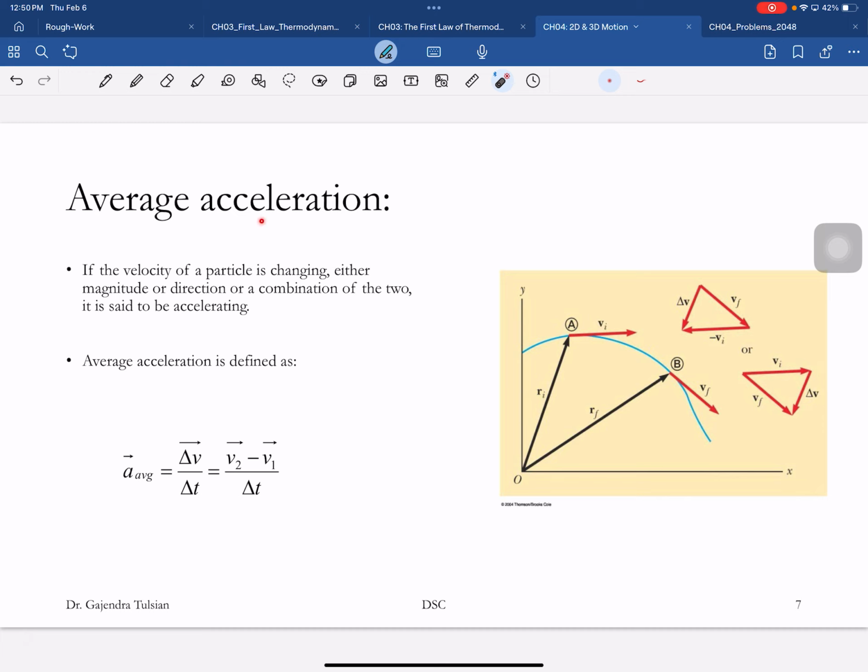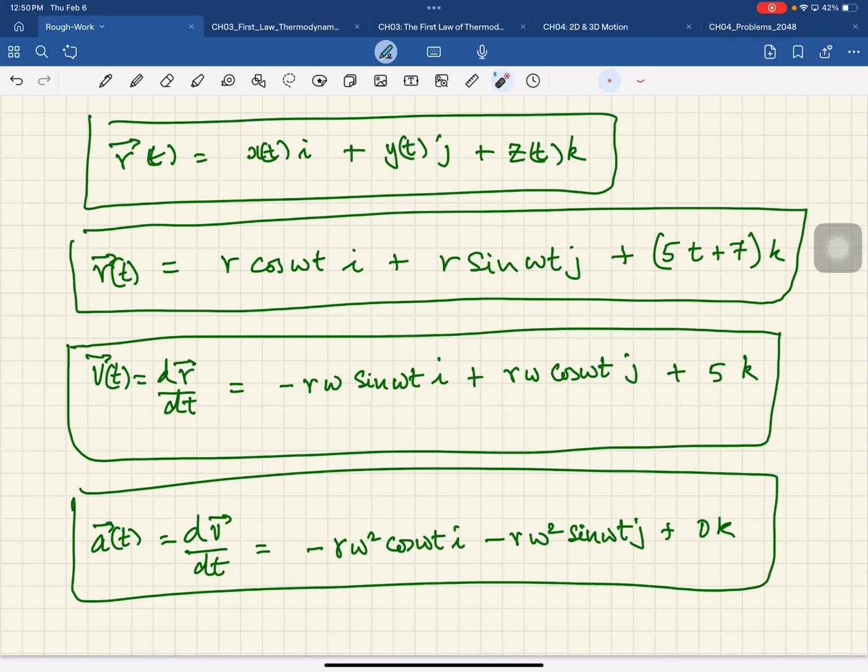Acceleration. When are you accelerating? Whenever there's a change in velocity. So all questions can be answered by looking at equations. Here's the definition of acceleration: the time rate of change of velocity. If your velocity is constant in time, then you're not accelerating. If your velocity is changing with time, then you're accelerating.